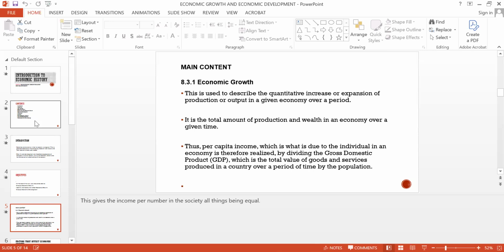And this can be explained in different ways. It could be in terms of per capita income, which is what is due to the individual in the economy, and realized also by the gross domestic product. So societies are usually measured in terms of these critical indices. What are these indices? The per capita income will tell you what level of growth is occurring in that particular society. Per capita income is what is due to the individual in an economy, and is usually derived from the gross domestic product.